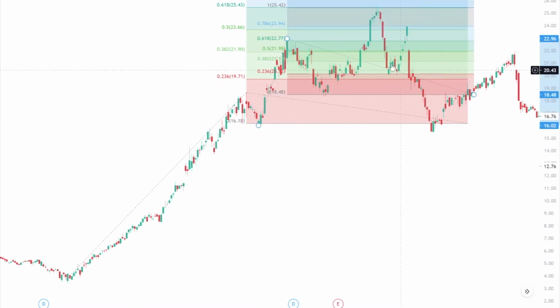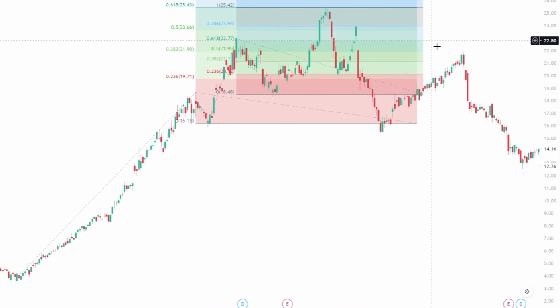Now, as we can see, we have a 1 or a 100% extension line up perfectly with a 0.618, identifying that as an even stronger level of resistance, which eventually causes the complete reversal of the uptrend and the beginning of a new downtrend for Kogan.com.